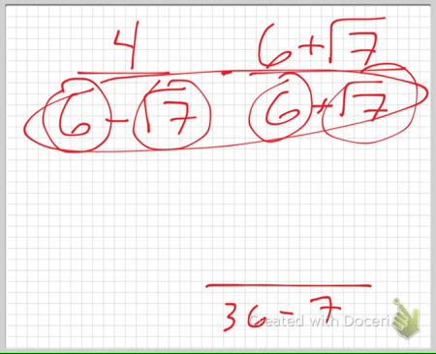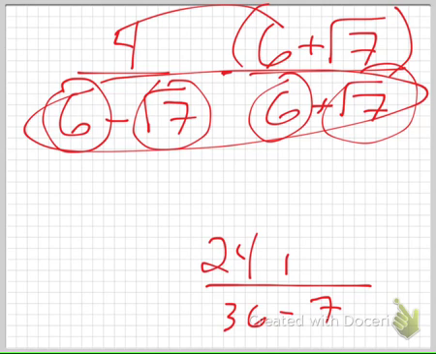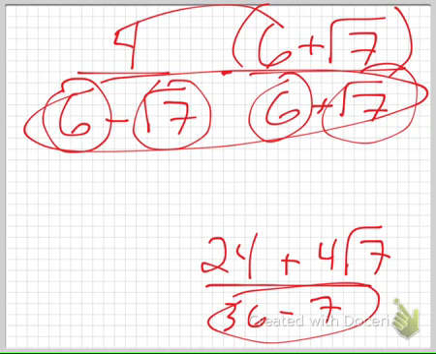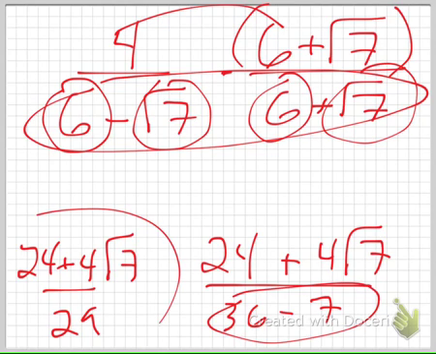Up here, we have to now multiply the numerators. Put it in parentheses. 4 times 6 is 24 plus 4 times the square root of 7. What is 36 minus 7? 29. So 24 plus 4 times the square root of 7 over 29. And we're done. How many of you got that? Still no?